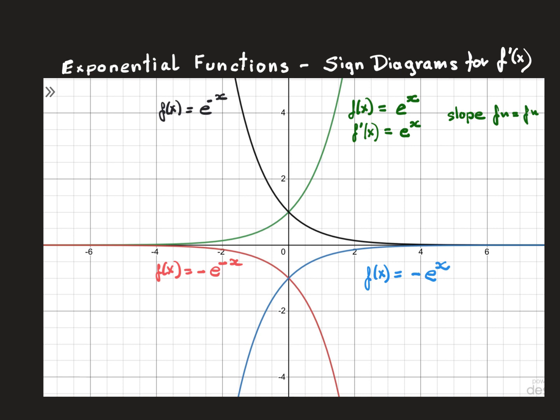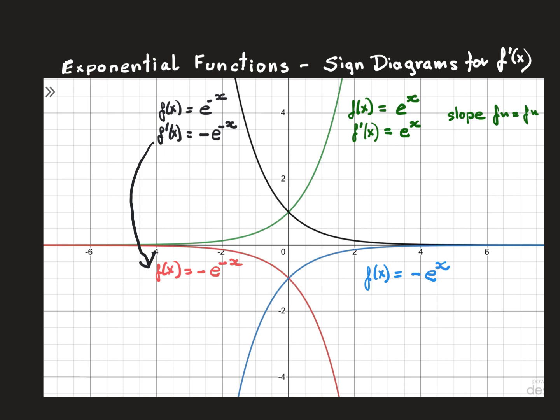Now, let's do the one on the left-hand side, e to the minus x, the one in black. If I was to do a derivative of that function, I will get minus e to the minus x. Can you see that that function is actually represented by the red function?